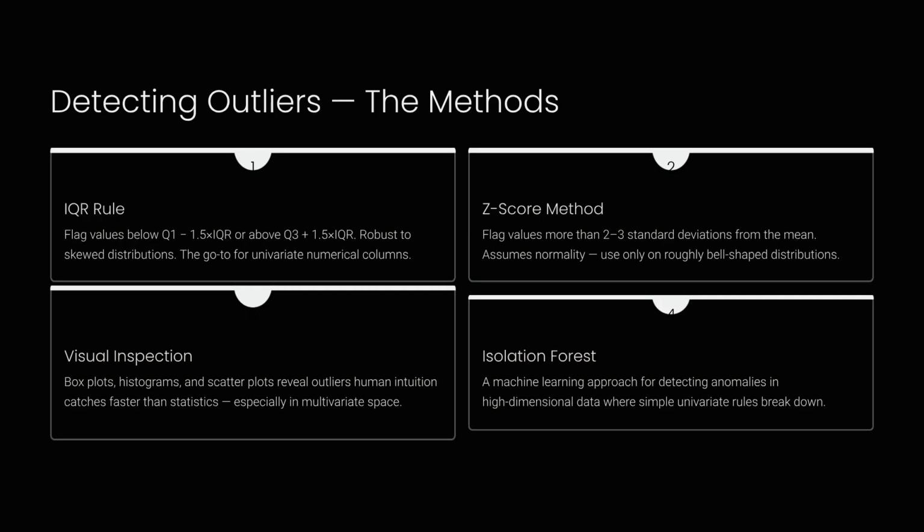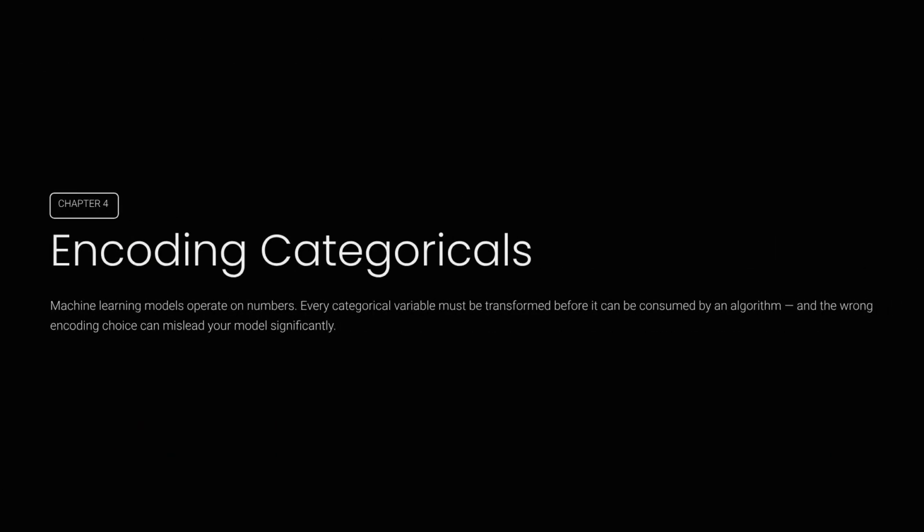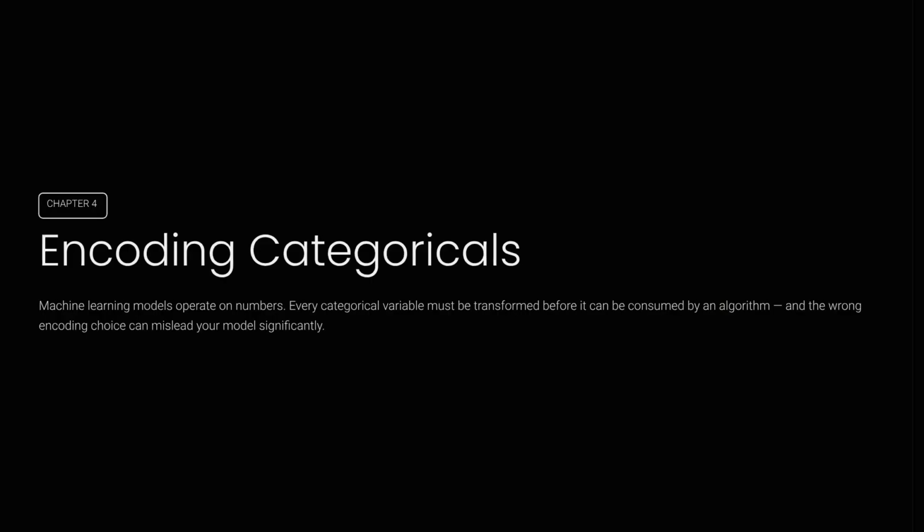There are several methods for detecting outliers. These include the IQR rule, which is robust to skewed distributions, and the Z-score method, which is best for bell-shaped distributions. Other methods include visual inspection using plots and the isolation forest, which is a machine learning approach for high-dimensional anomaly detection. The decision framework for outliers is remove if it's an error, keep if it's a valid rare event, or cap to Winsorize the value. Always document your decision for audit reviews.